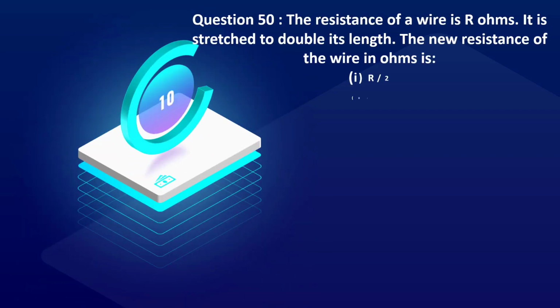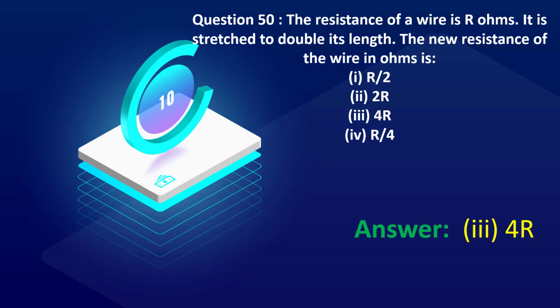Question 50. The resistance of a wire is R ohms. It is stretched to double its length. The new resistance of the wire in ohms is: 1. R/2. 2. 2R. 3. 4R. 4. R/4. Answer: 3. 4R.